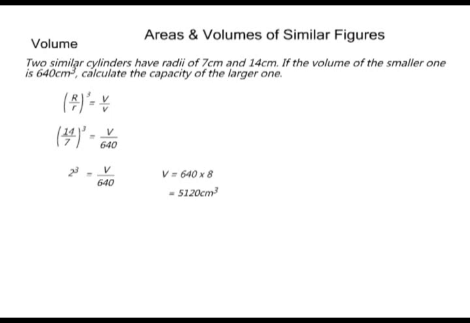We now convert volume to capacity in liters. 1000 cubic centimeters is equal to 1 liter, and therefore 5,120 will be equal to 5.12 liters.